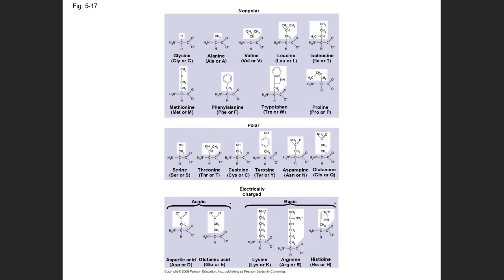So now, all these different amino acids are different because of the R groups. And so we have non-polar amino acids, we have polar amino acids, and we have fully charged amino acids. Some are positively charged and some are negatively charged. So all these different amino acids have different chemical properties. And that's what causes the different polypeptides to fold in different ways to make different proteins.